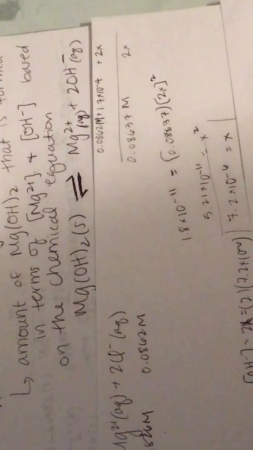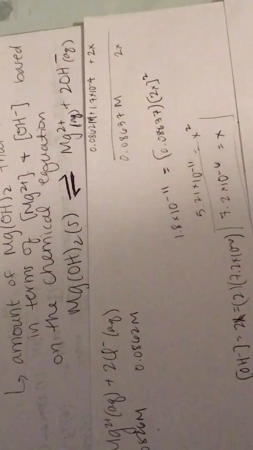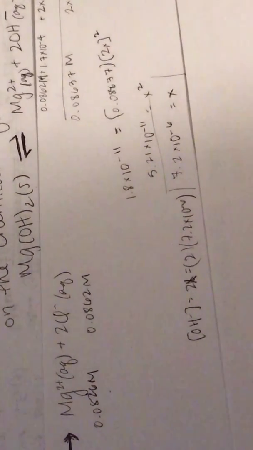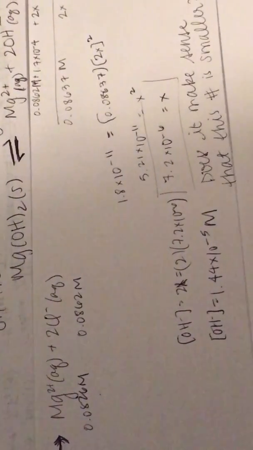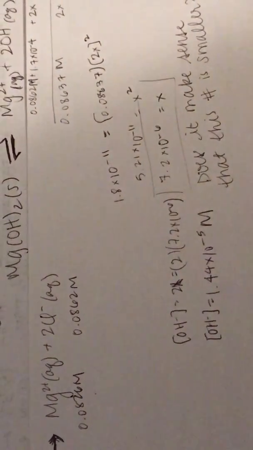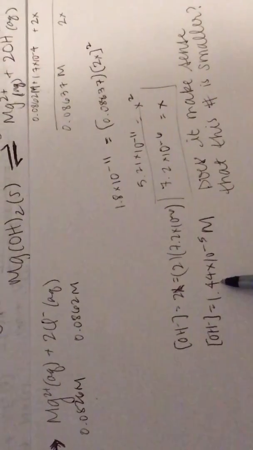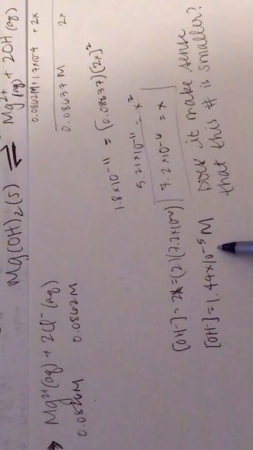So I can set this equal to my Ksp here and solve for x again. So I get that x is 7.2 times 10 to the negative 6. And now I want to solve that for OH concentration. So I have to multiply that by 2. And I end up getting an OH concentration of 1.4 times 10 to the negative 5.